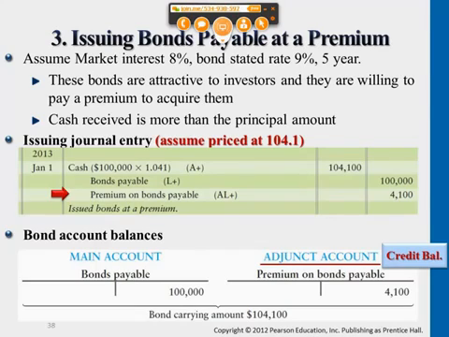So 104.1 is like the quoted percentage of the face value. So if it's 100, that means 100% of face value. If it's 104, that means 104.1% of $100,000. So that's why we times 1.041 to the $100,000. So think of it as percentage. Okay?